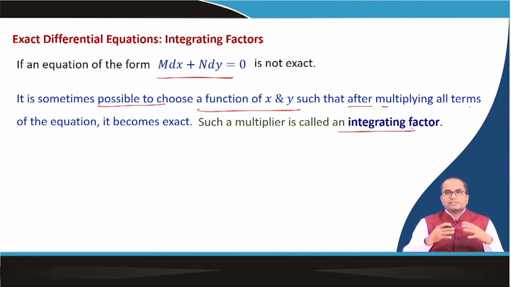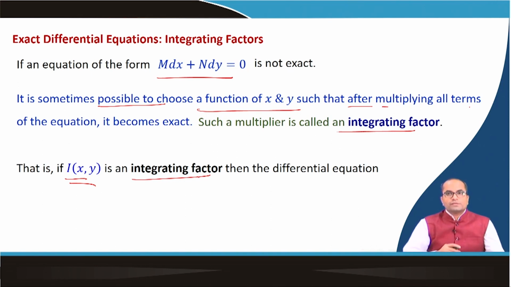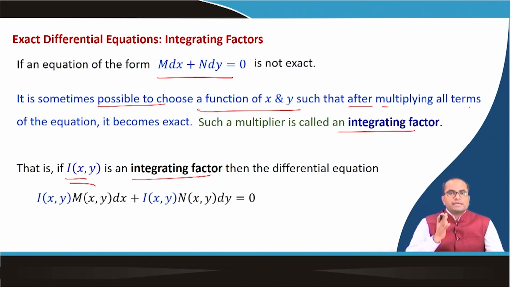In fact, in the previous lecture we have seen in the last problem that if we multiply that equation by e power x, the equation becomes exact. But now we will discuss how to get such an integrating factor. That is, if I(x,y) is an integrating factor of the given differential equation, the meaning is if we multiply this I(x,y) to the equation, I(x,y) M(x,y) and here also I(x,y) to this N(x,y) term, equal to 0, then this equation becomes an exact differential equation.